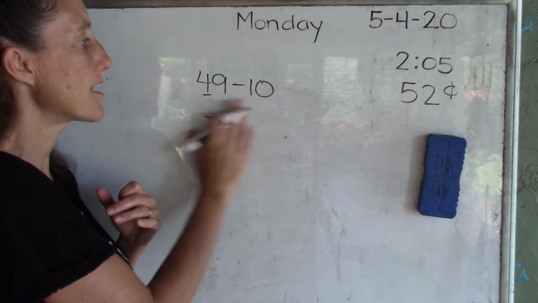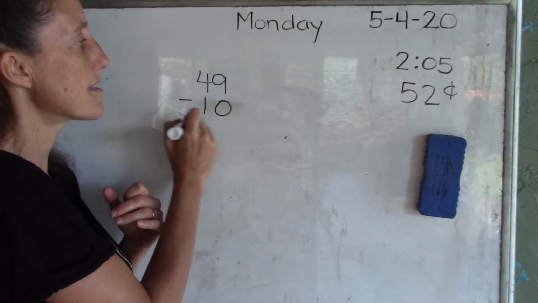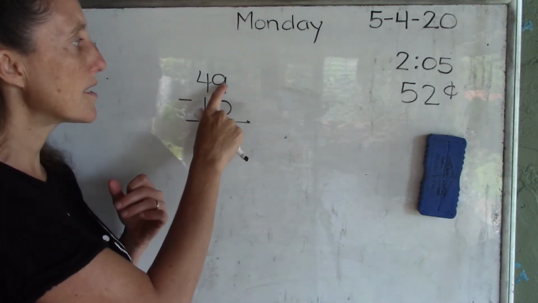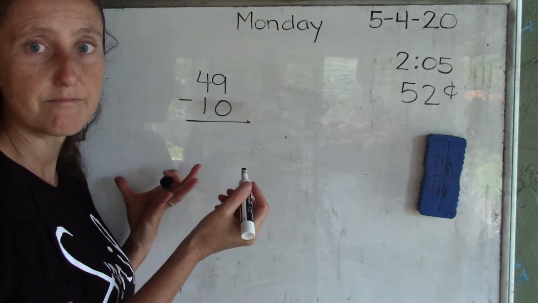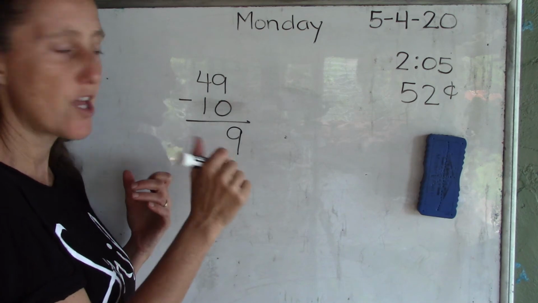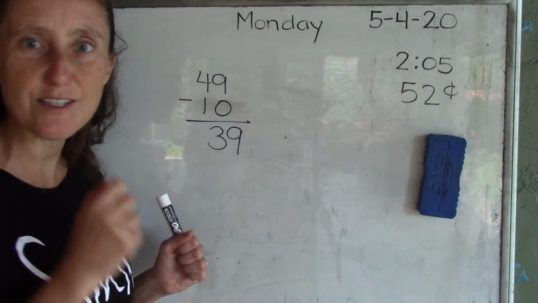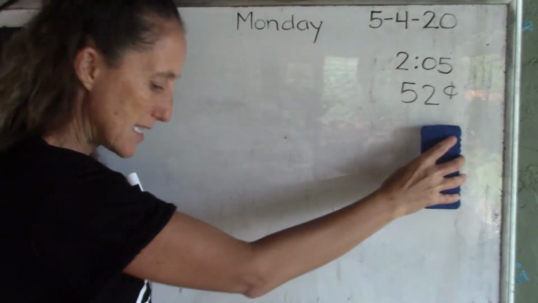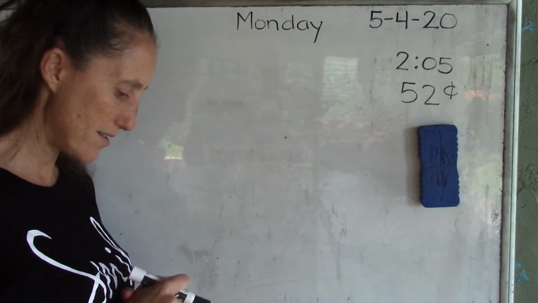But let's check that to make sure we're right, because what we can do is we can do it like this. Put the 10 underneath and do a double digit subtraction. What's 9? Oh, we start on the right side. What is 9 take away 0? 9. What is 4 take away 1? 3. 39. We were right. We got it right. So we can check our answers by doing it a different way and see if we get the same answer.